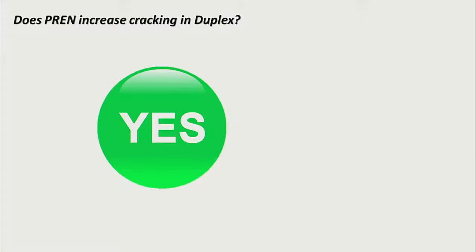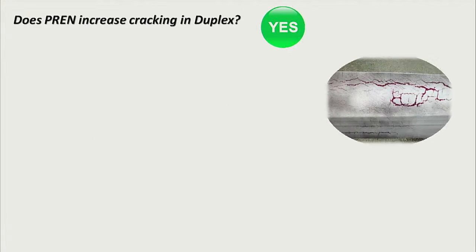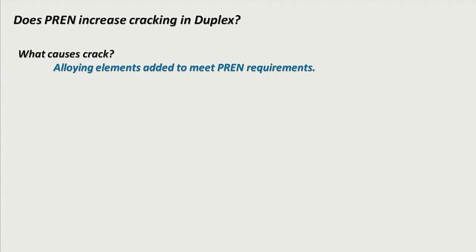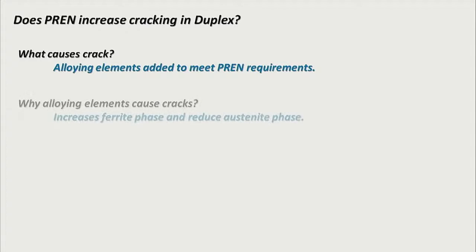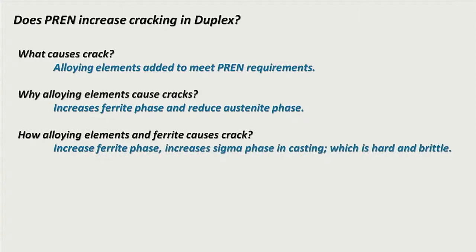But really, is PREN a problem? Yes, and sometimes no. So we have to understand when PREN is a problem. PREN is a problem because of the alloying elements that we add to meet the PREN number. So why alloying elements? Because the elements we add, chrome, moly and tungsten, increase the ferrite phase, which subsequently increases the sigma phase, which is hard and brittle.